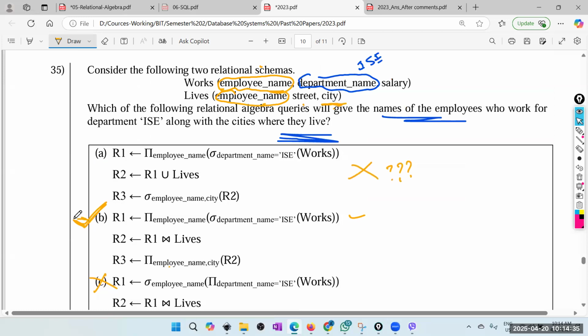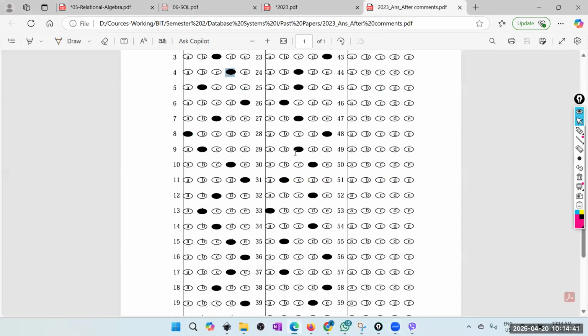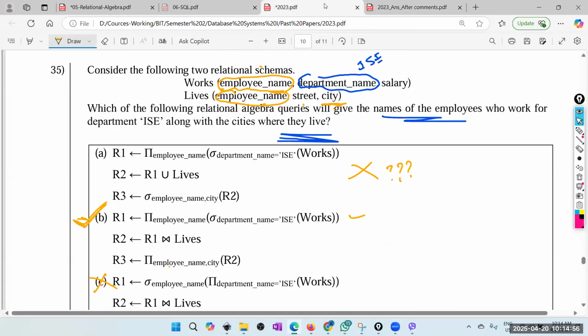Because that is the standard way of doing it. So let's see what is the answer for 35. Is it B or something else? Yes, it is B. So the standard way is doing the join. I hope now you have an idea about what kind of questions you are getting.